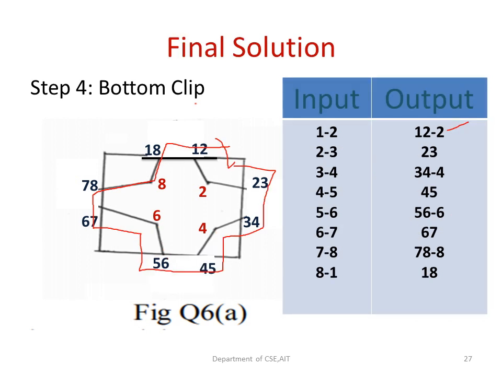So you can see here, this is my final solution. In my final solution, when I apply the bottom clip and everything is done, you get the output list, which will be 12, 2, 23, 34, 4, 45, 56 and 6, 67, 78 and 8, 18. So now you join all of them, and you can traverse them from any point to the same point through all other points. When you do that, you get a polygon which has been clipped effectively. So this is the logic of the Sutherland-Hodgman polygon clipping algorithm.